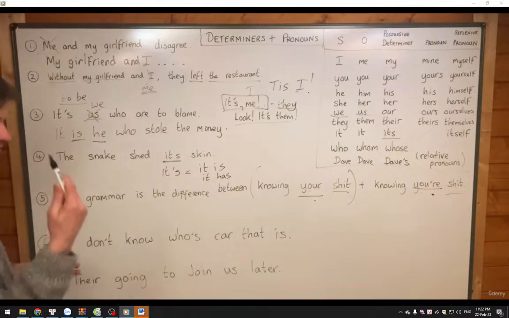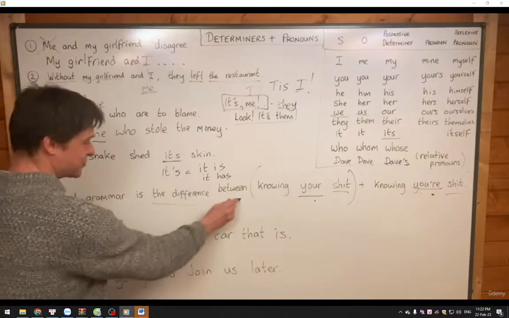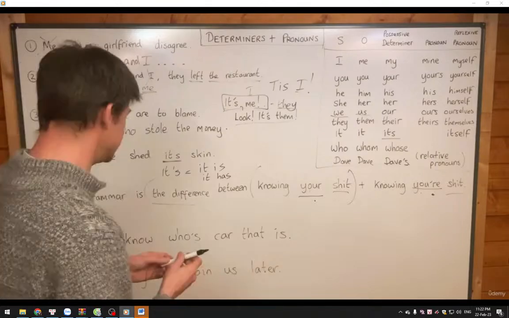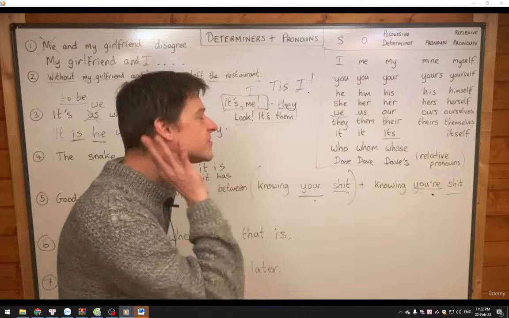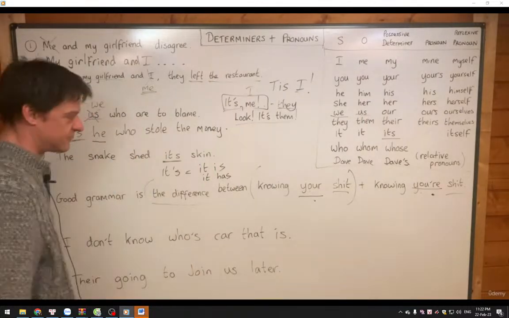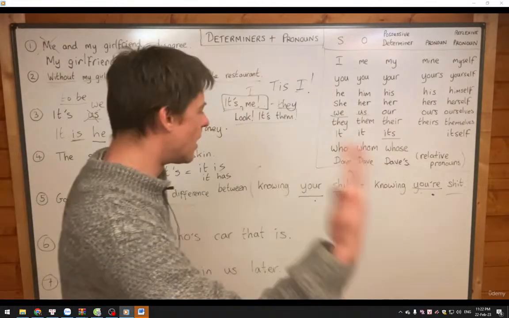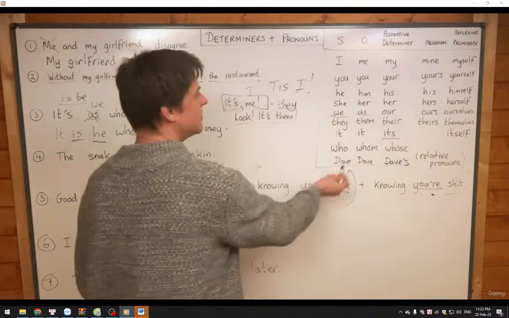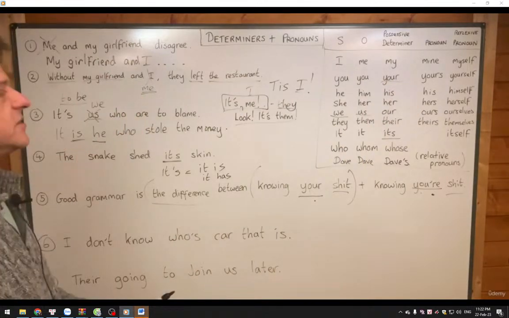Of course, if you are aware of the grammatical difference, and I think it is a pun, because it's a play on the words, there is a difference between knowing your shit and knowing you're shit, even though it doesn't sound like there's a difference. And of course, a good grammarian knows exactly what that difference is. They understand that you need to use an apostrophe when it's you are, but you mustn't use an apostrophe with an E at the end if you're referring to the possessive determiner, your stuff. If you know your stuff, you know a lot about that topic.